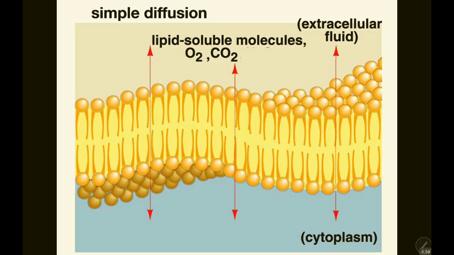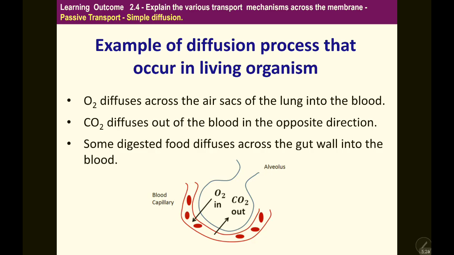For example, some lipid soluble molecules or small molecules like oxygen and carbon dioxide can go through our phospholipid bilayer very easily, since they can pass through this hydrophobic region, and they are very small. So this is simple diffusion that occurs across the membrane, in or out of the cell.